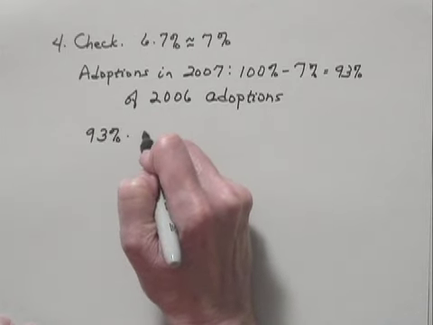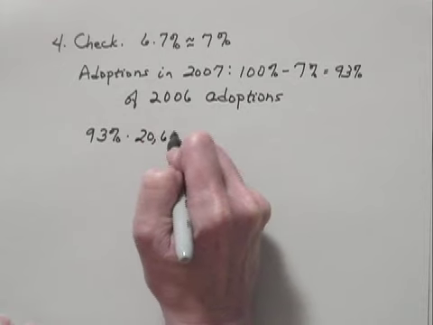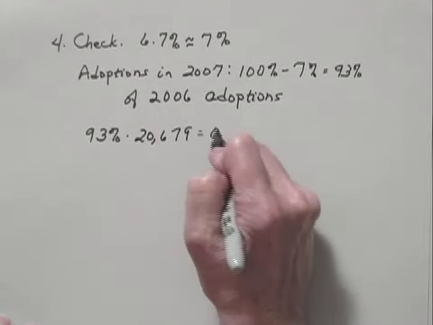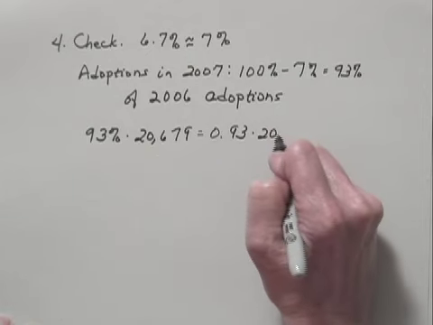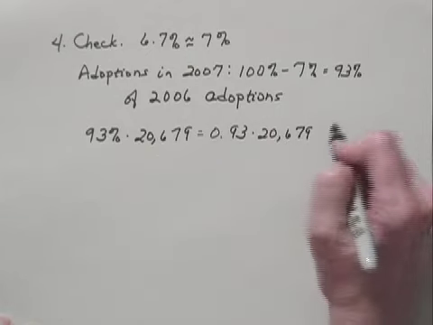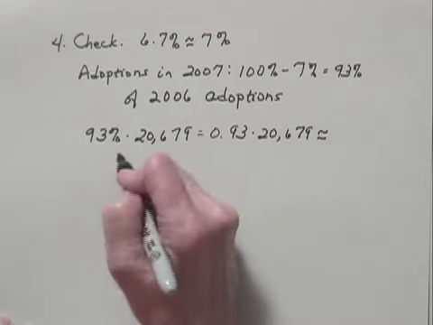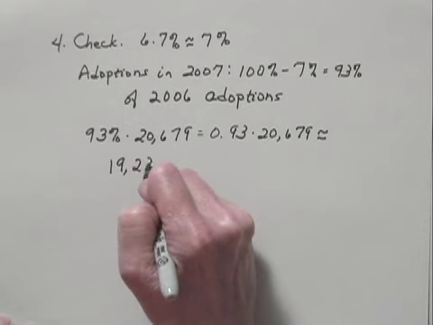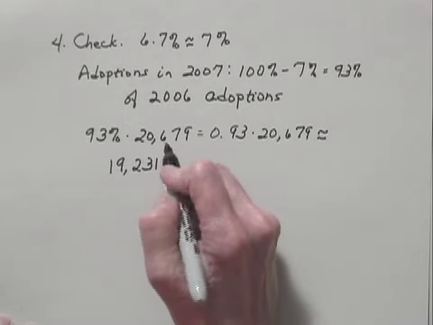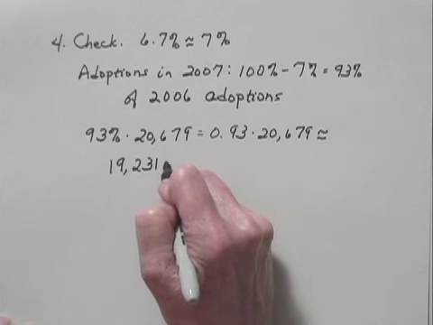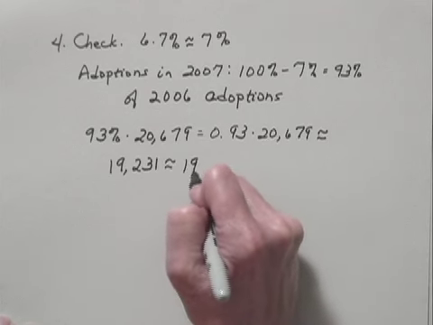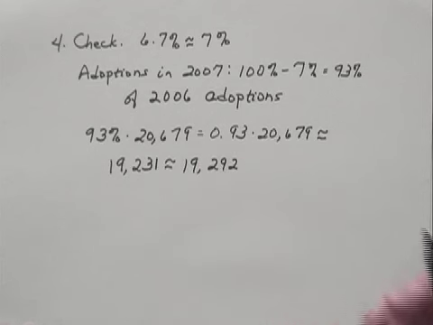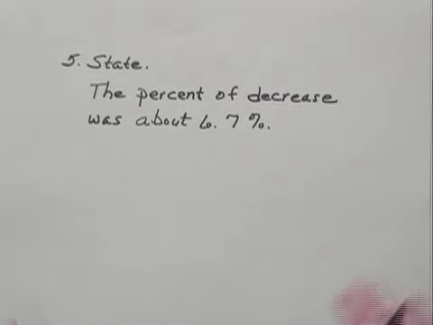93% of 20,679 is equal to 0.93 times 20,679, and that is approximately equal to 19,231. This is rounded to the nearest one, and that's about the number that we had for 2007. The number we had for 2007 was 19,292. So our estimation shows that the answer is probably correct. And that allows us to go to the last step of the process, which is to state the answer. We can say the percent of decrease was about 6.7%.